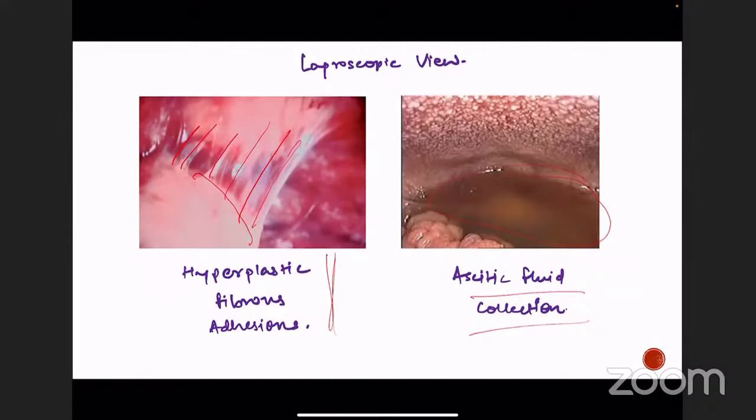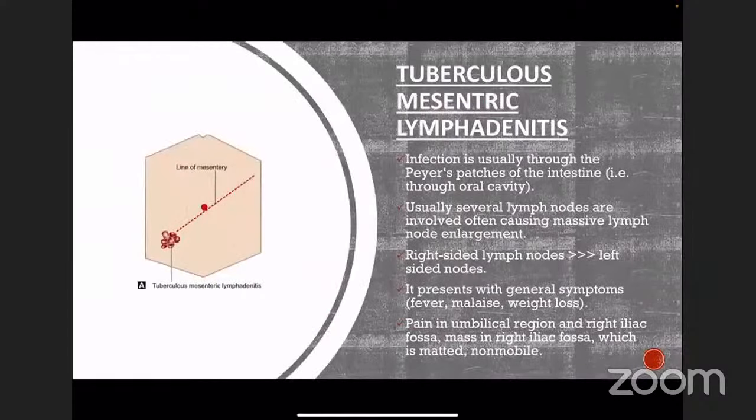Now we are moving to the third common type, mesenteric lymphadenitis, which was 5% of all abdominal tuberculosis. Here you can see the line of mesentery. Here is a mesenteric lymph node; tuberculous mesenteric lymphadenitis occurs on this side.